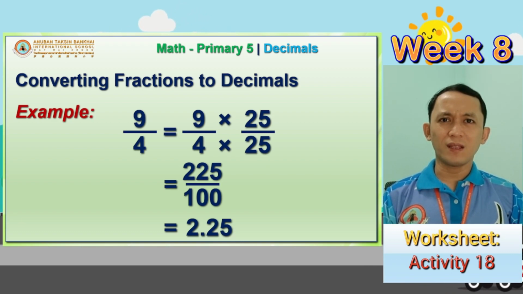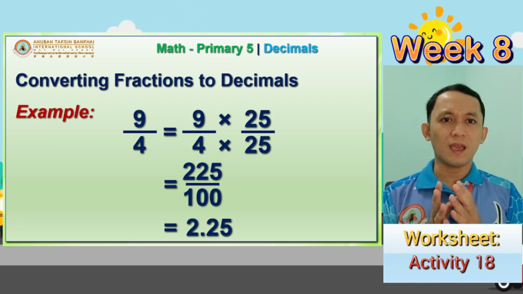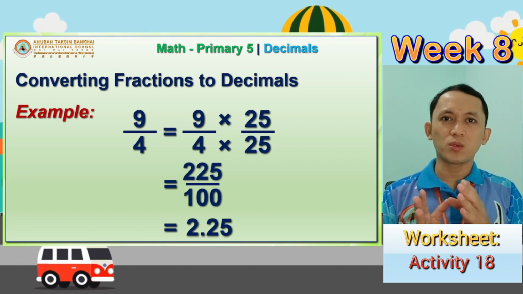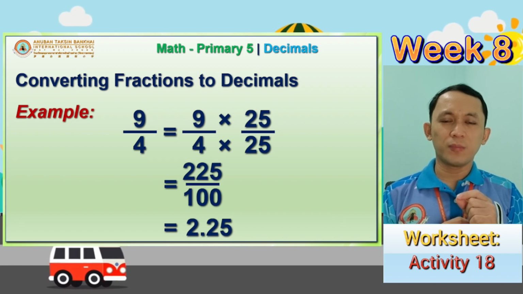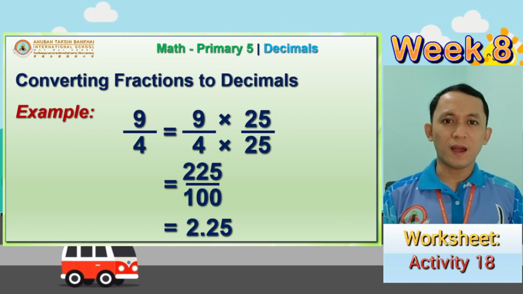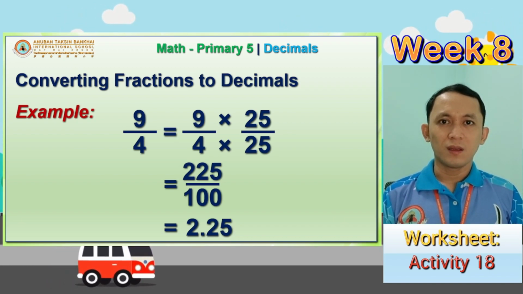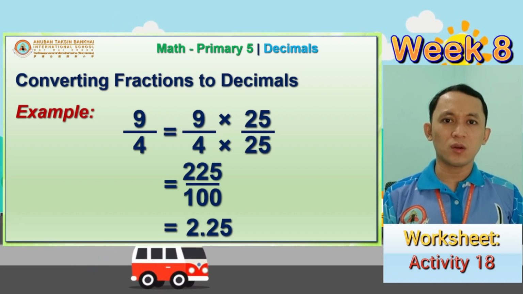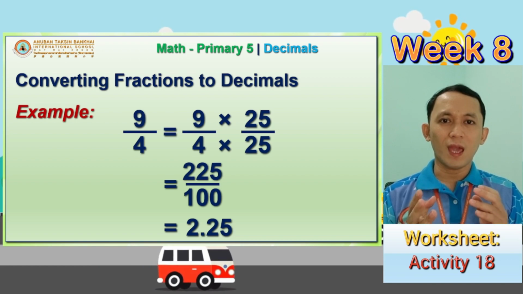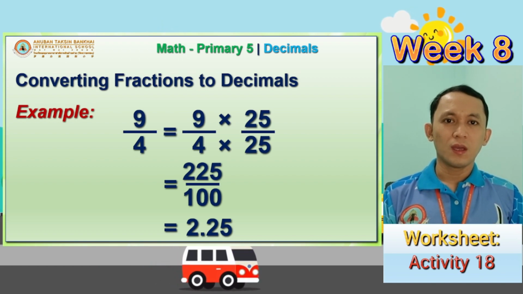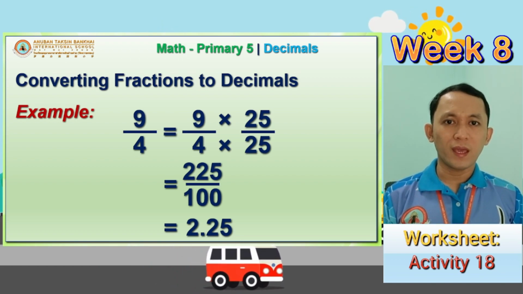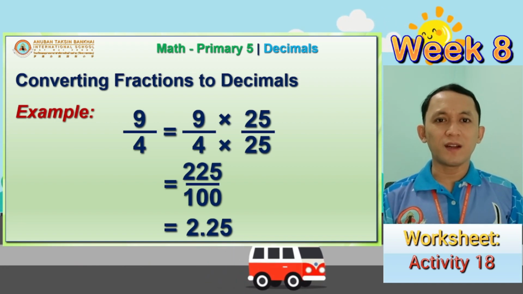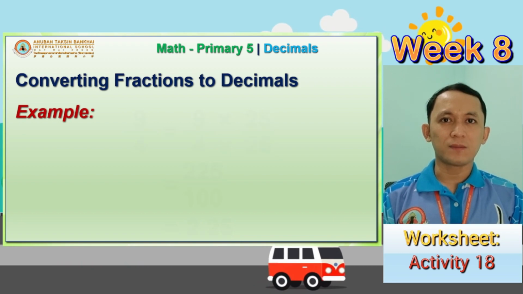Now our answer would be 2.25. Now take note, our fraction is an improper fraction, right? So if we are actually going to simplify that, that would be 2 and 25 over 100. So if we have 25 over 100, that is 0.25. And we have a whole number, which is 2. If we are going to add that, we have 2.25.